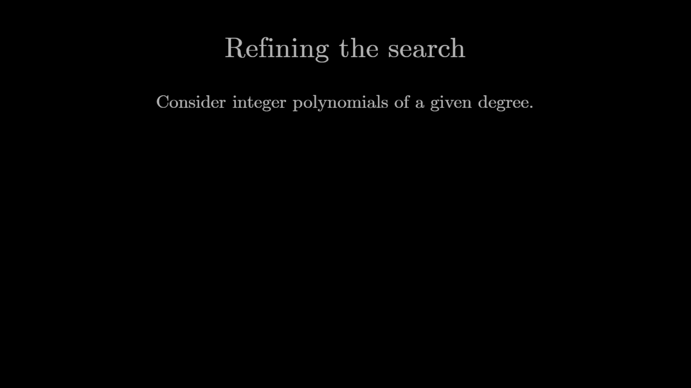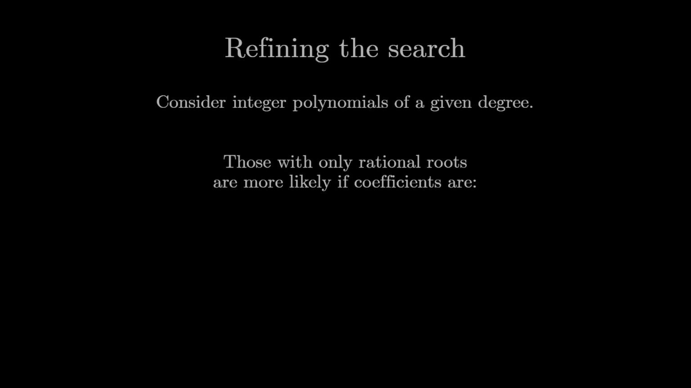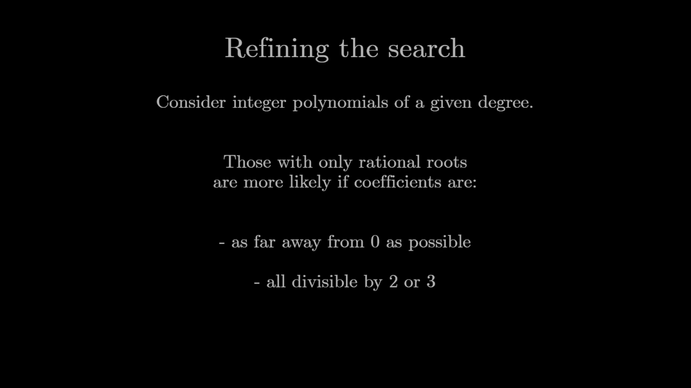If we take a given degree and we want polynomials with only rational roots, then they are more likely, if their coefficients are in absolute value as high as possible, all divisible by 2 or 3, and by extension, all divisible by a given set of prime numbers. And again, by extension, if our polynomial may have one rational root, we can also take these criteria.